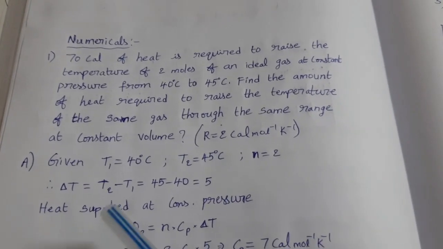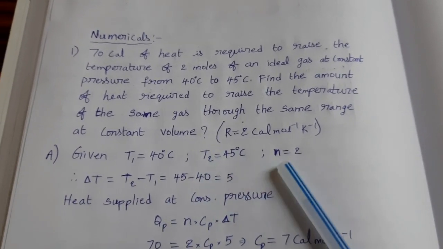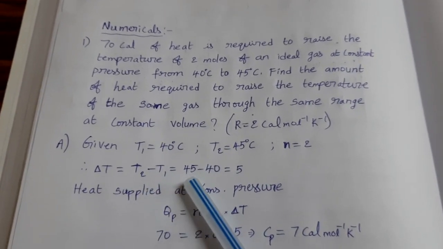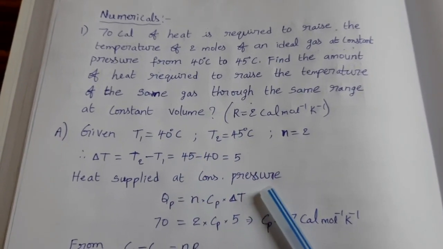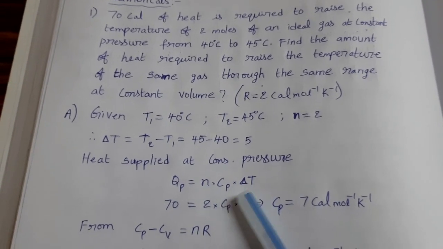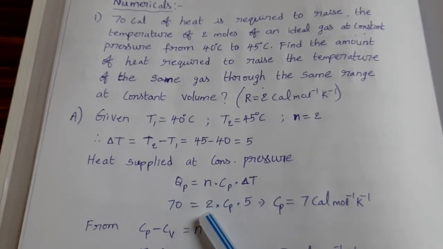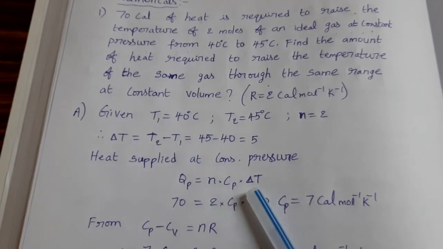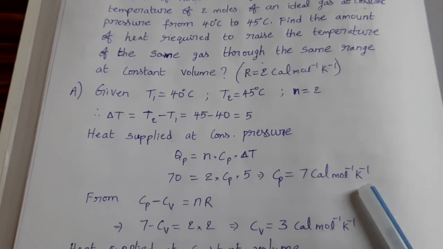So given T1 equal to 40 degrees Celsius, T2 45 degrees Celsius, number of moles 2, delta T equal to T2 minus T1, 45 minus 40, that is 5. Heat supplied at constant pressure, QP equal to n into CP into delta T. It is 70 calorie, substitute number of moles 2, delta T 5, so CP equal to 7 calorie mole inverse Kelvin inverse.